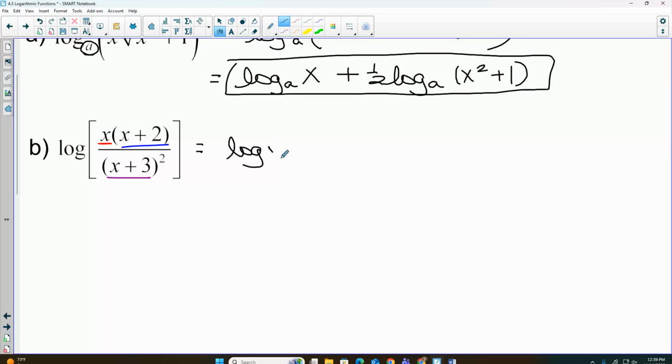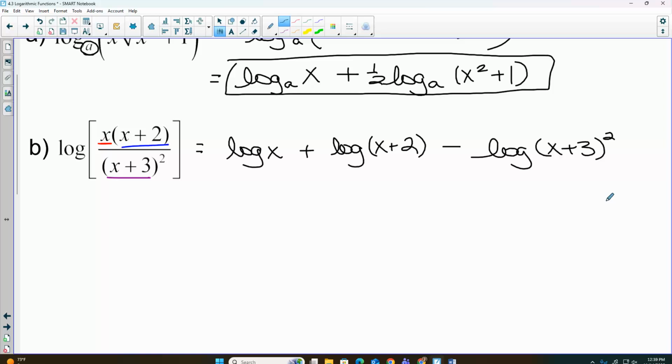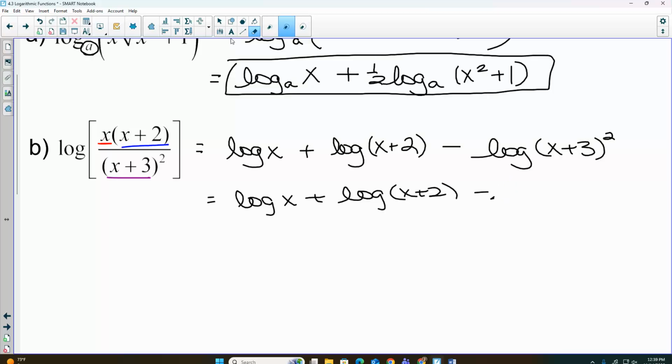So I have log of x. It was multiplied with x plus 2. So multiplication, when we break it apart, we add the log. So plus log of x plus 2. I'm dividing by this, so I would subtract the log of x plus 3 squared. But we can go one more step. Square comes down. I can't break apart x plus 2, so that just stays. Minus 2 log of x plus 3.